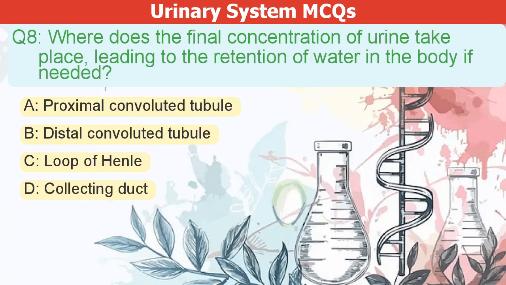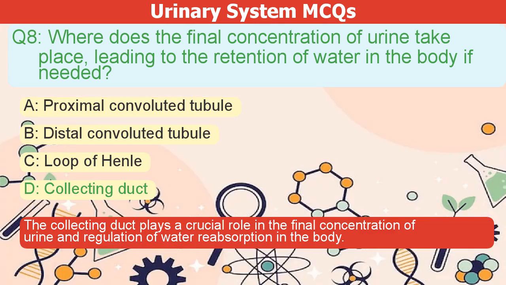Where does the final concentration of urine take place, leading to the retention of water in the body if needed? A. Proximal convoluted tubule. B. Distal convoluted tubule. C. Loop of Henle. D. Collecting duct. The correct answer is D. The collecting duct plays a crucial role in the final concentration of urine and regulation of water reabsorption in the body.